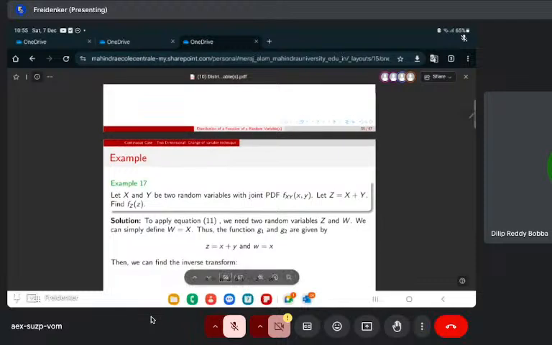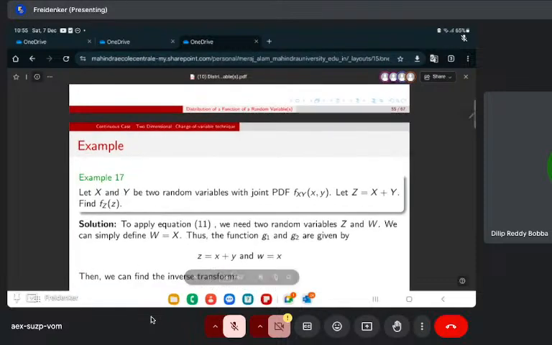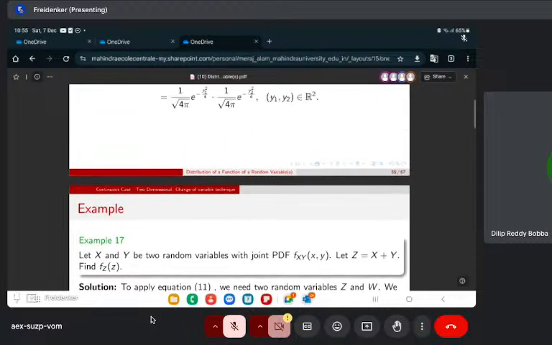Okay, see it. This is the question. They gave you a joint distribution, which is small f xy, that is fine. Then they simply gave you a z. Z is nothing but x plus y. Now they're asking you to find the probability density of this z. They did not give you two transformations, they simply gave you one transformation.